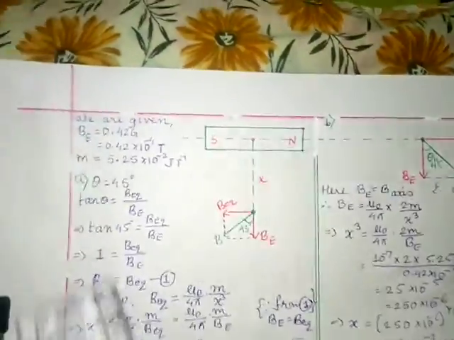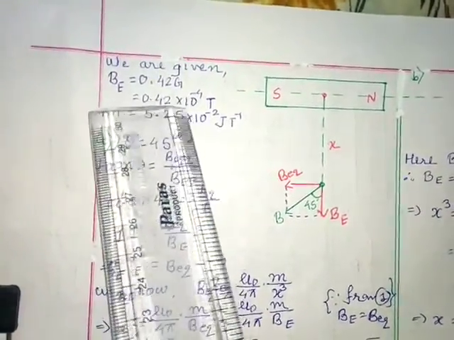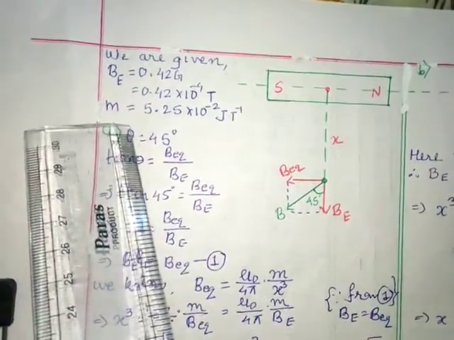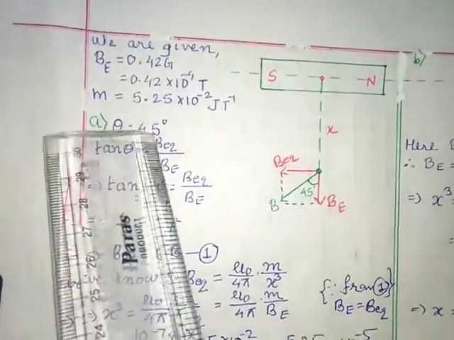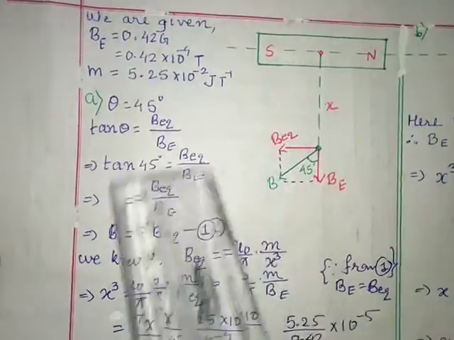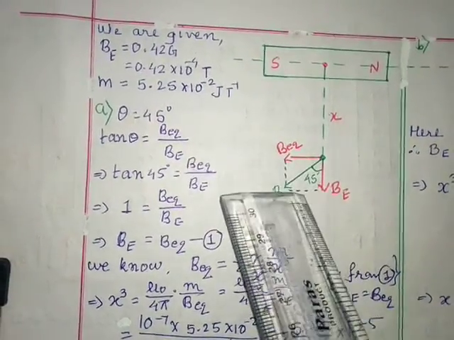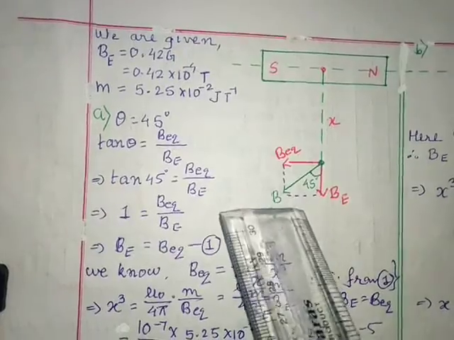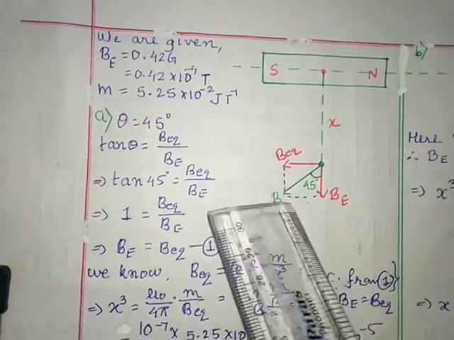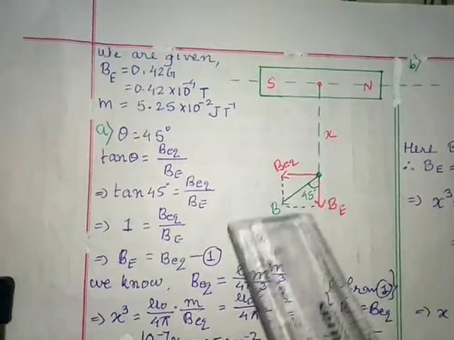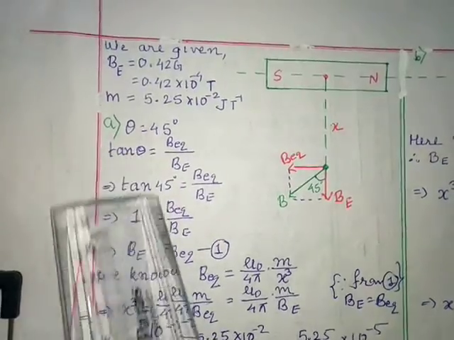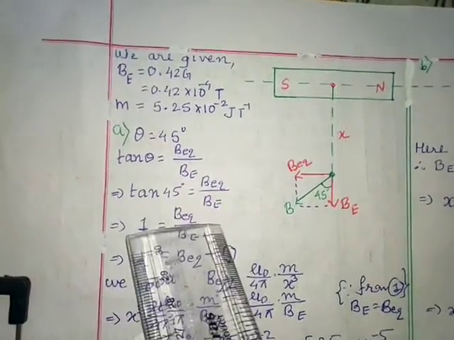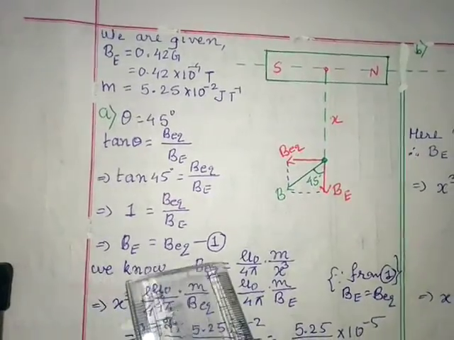So let us solve the first part. We are given that BE is equal to 0.42 Gauss, converted to Tesla by multiplying by 10 to the power minus 4. Magnetic moment is given as 5.25 into 10 to the power minus 2 joule per Tesla. Theta is given as 45 degrees. Now in this triangle you apply tan theta. So tan theta is equal to the opposite side, this one, divided by this side. B equatorial will be the same as this one because they are parallel, and this is BE. So tan theta equals B equatorial by BE, but for theta 45, tan 45 is 1, so BE is equal to B equatorial. Call it number 1.